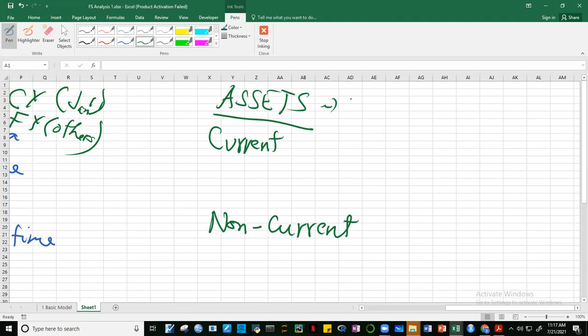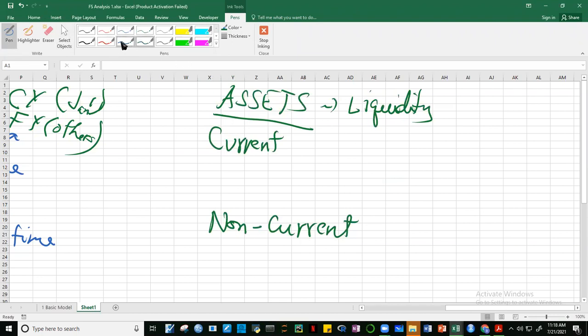According to its closeness to cash. The more liquid the asset is, the earlier it appears in the hierarchy of your assets. So we said current assets. What are the kinds of current assets we have?